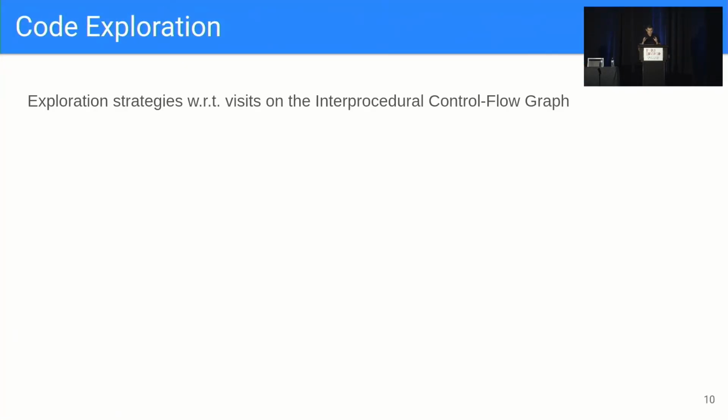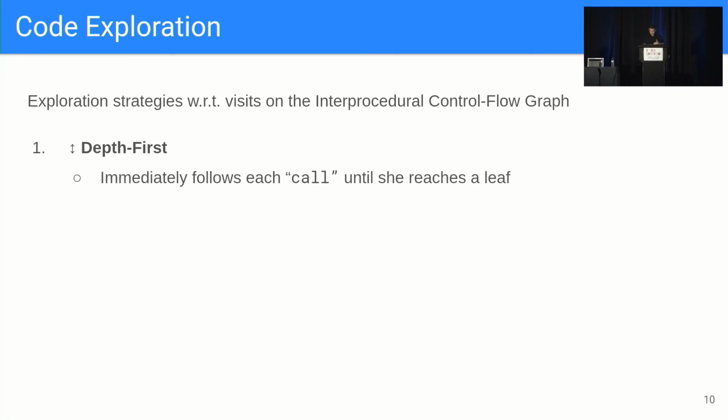We investigated further, and we also had a look at exploration strategies based on the visits on the interprocedural control flow graph, more precisely, the order in which they were analyzing the basic blocks. The first one we found was the depth-first strategy. What it means is that the user, when she looks at the code, immediately follows each call instruction that she finds until she reaches a leaf.